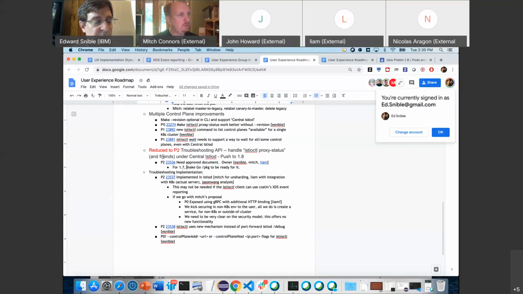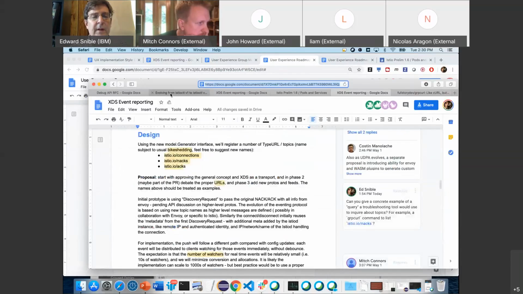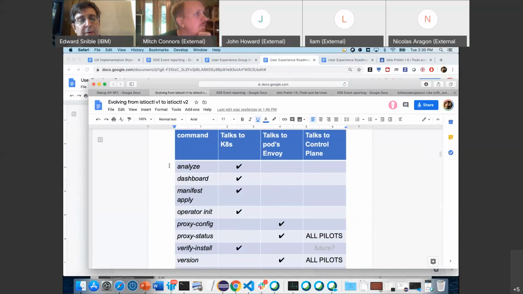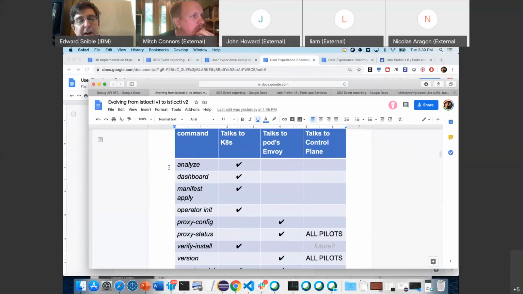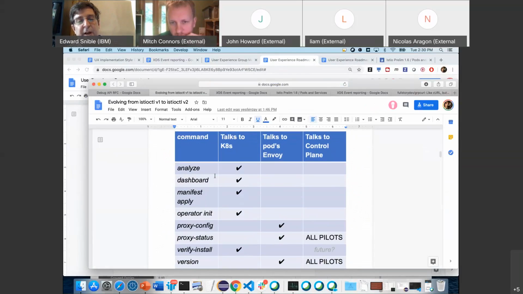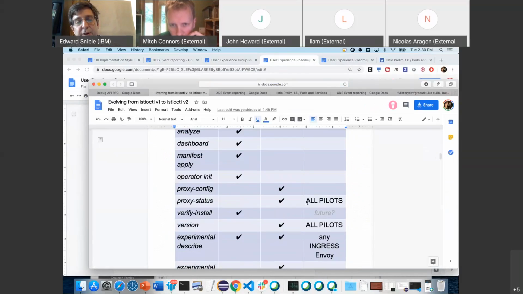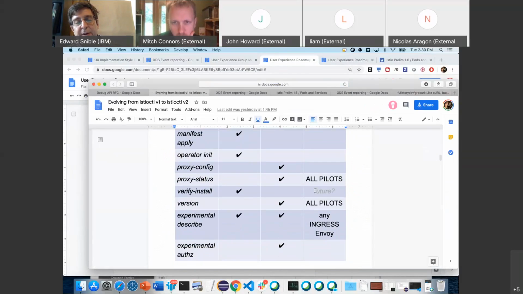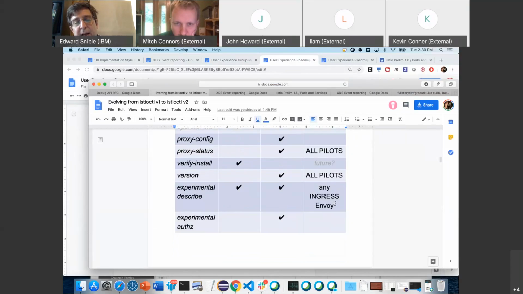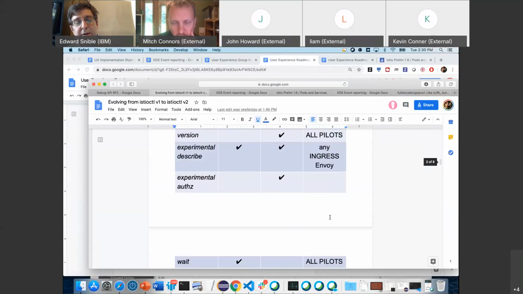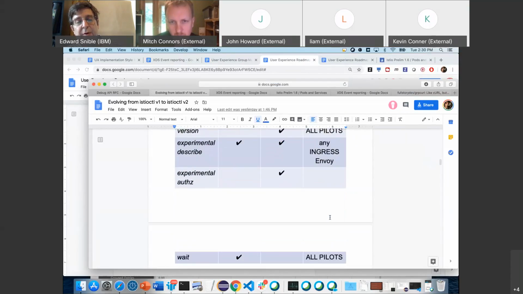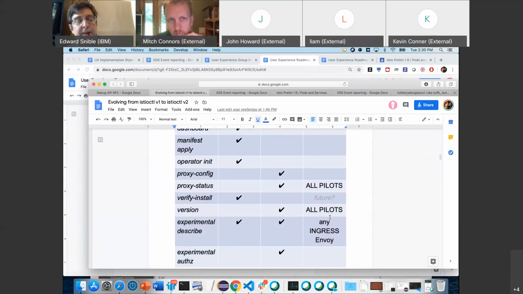Well, we have other commands like kubectl wait things that look at these various debug endpoints. Let me see if I can bring up the chart for that. So I went through the commands as part of this exercise. This is most of the commands, maybe not all the experimental ones, whether they talk to Kubernetes, the pod's envoy, or the control plane. So proxy status talks to control plane. Verify install might talk to it just to make sure it's healthy. Version talks to the control plane, and describe talks to the control plane. And I believe wait talks to the control plane. So those certainly all need to be reworked for this mechanism.